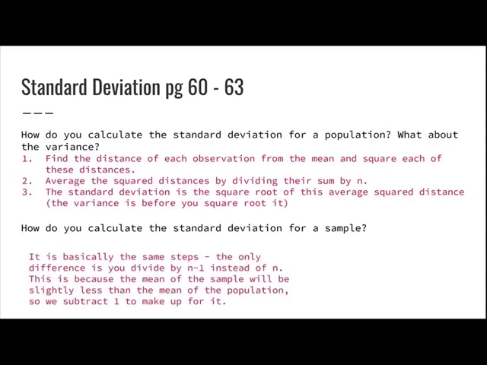How do you calculate the standard deviation for a sample? It is basically the same steps. The only difference is you divide by n minus 1 instead of n. This is because the mean of the sample will be slightly less than the mean of the population, so we subtract 1 to make up for it. Here's the formula you'll use.